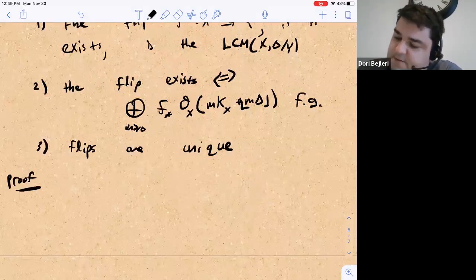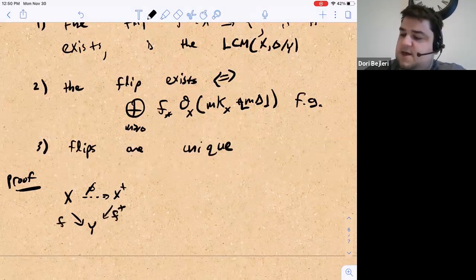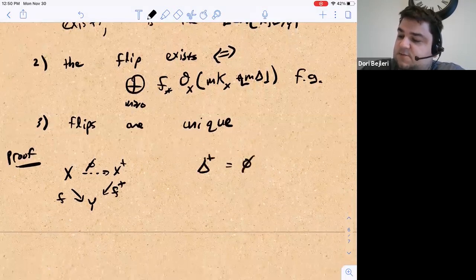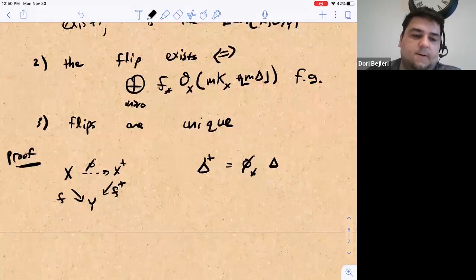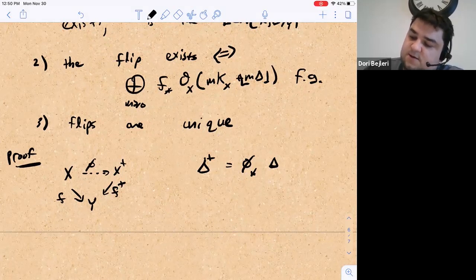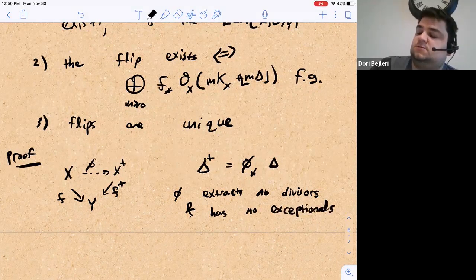Proof. So suppose we have a flip. So here's our flipping diagram. And we have f plus over here. Then, well, we have our divisor. Delta plus is the push forward of delta. This morphism phi extracts no divisors because it's just small. It's a flip. So phi extracts no divisors, and has no exceptionals, so it contracts no divisors either. So conditions 1 and 3 are automatically satisfied in our definition of a weak log canonical model.